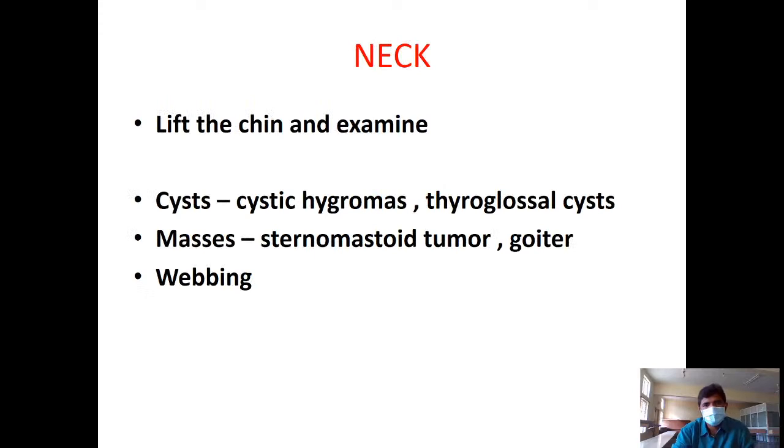And then neck. The neck is very short in neonates, so you need to lift the chin and then examine the neck. You need to look for any cysts, masses, and whether webbing is there. So cysts: cystic hygromas, thyroglossal cysts. And then masses, you can have sternomastoid tumor, goiter, and then webbing. So these are the things you need to look at in the neck.